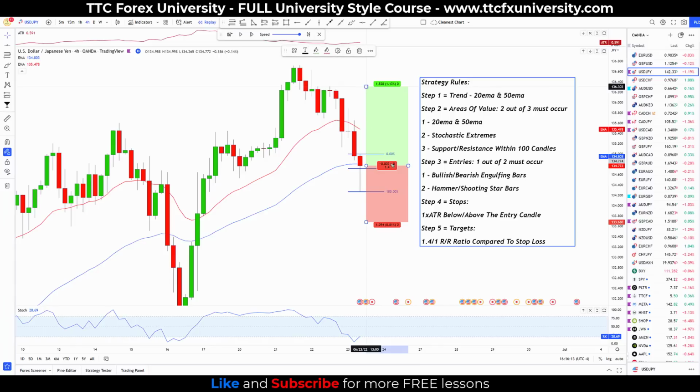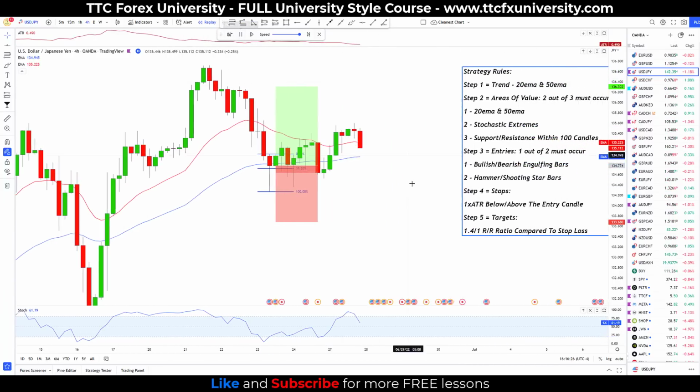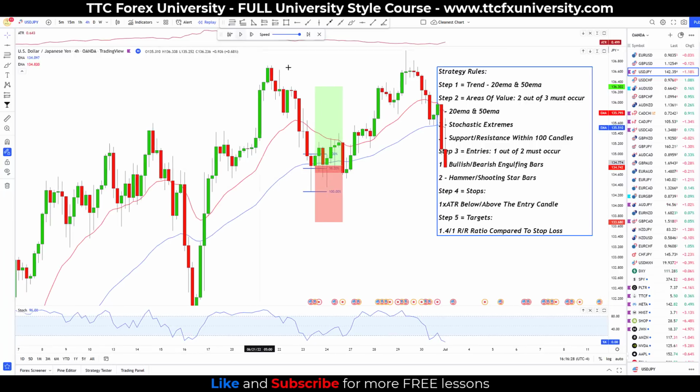And it's really easy on TradingView. You can see that 1.4 right here. So that's how our trade setup would look. Let's see how this trade would have played out. As you can see, eventually pushing up enough to in fact hit our targets.